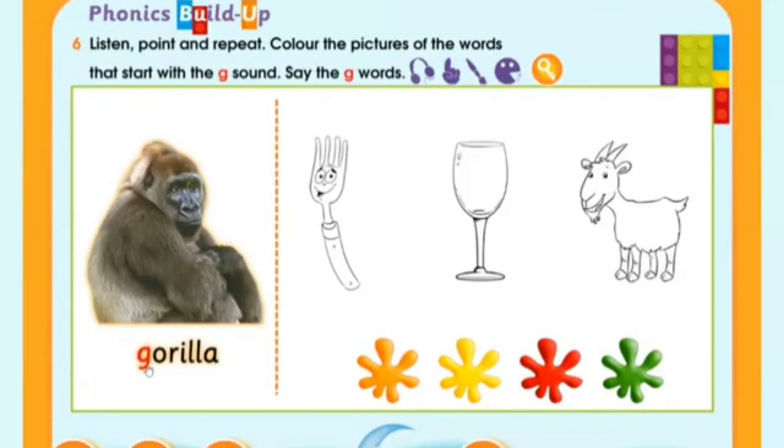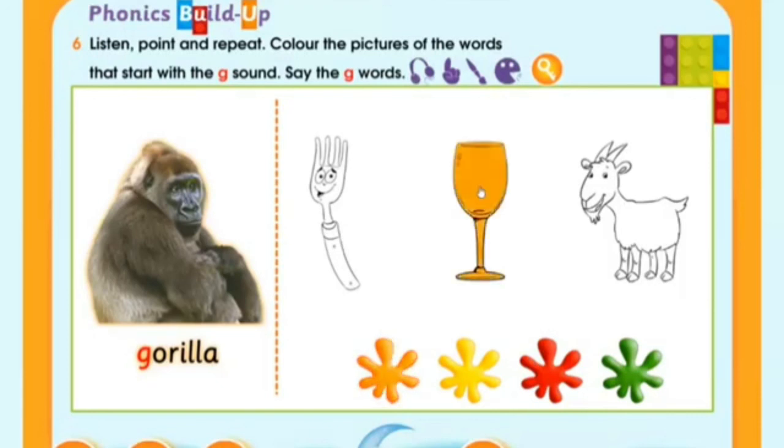Now it's time for you to color the pictures of the words that start with the g sound. Use any color you like. Let's start with this color. Let's start with this picture. Is it correct? It's wrong. How about this?